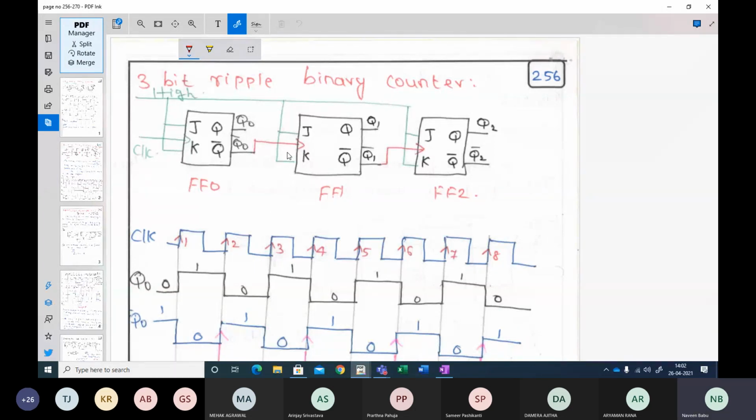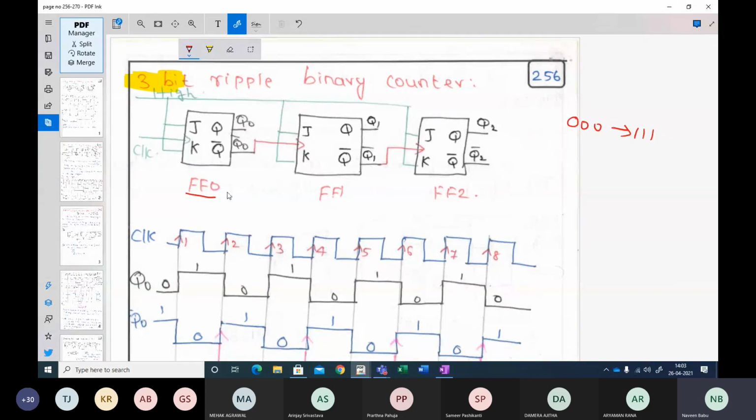Ripple counter means that the output of one flip-flop is fed as a clock to the input of the next flip-flop. In this particular example, this is a 3-bit binary counter. There are 3 bits, which means you are going to count from 000 to 111, so you will require 3 flip-flops. The output of flip-flop 0 will be fed to the clock input of your next flip-flop.